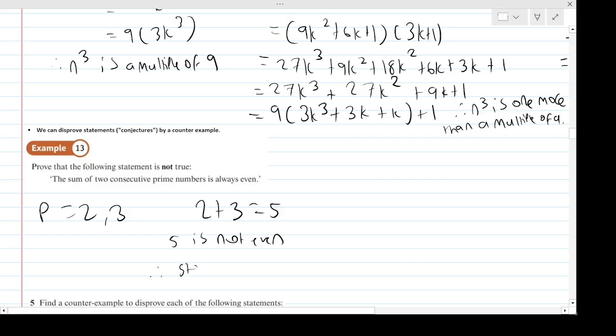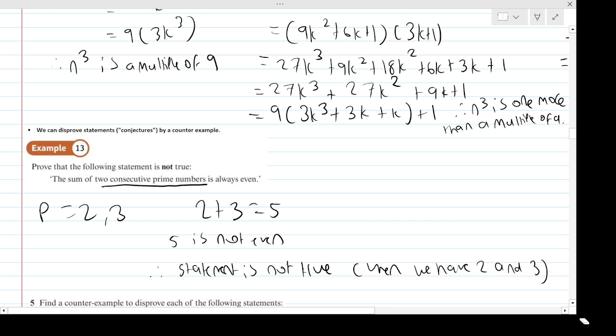Therefore, the statement is not true. So we disproved it, particularly when p is 2 and 3. Remember, 2 and 3 are prime numbers as well. But there we are, so fairly simple one, right?